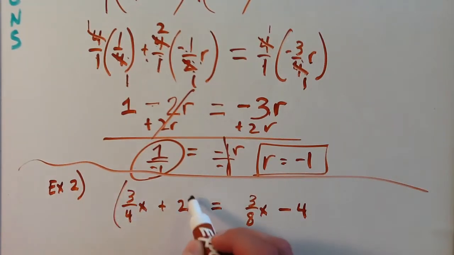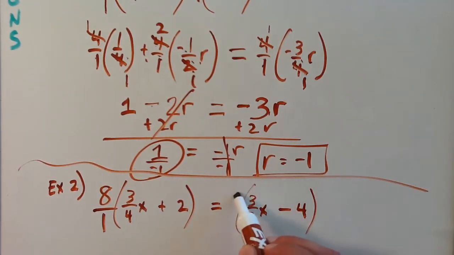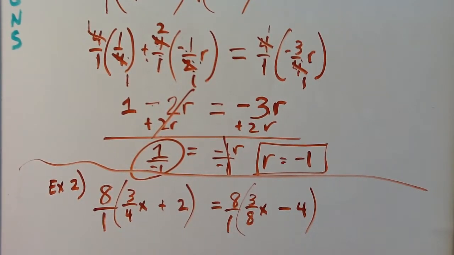So I'm going to multiply the left side by 8, or 8 over 1. And I'm going to multiply the right side by 8, or 8 over 1. And so as you can see, I put both sides in parentheses to show that I am multiplying. Now to get rid of these parentheses, I'm going to need to distribute to eliminate the parentheses.